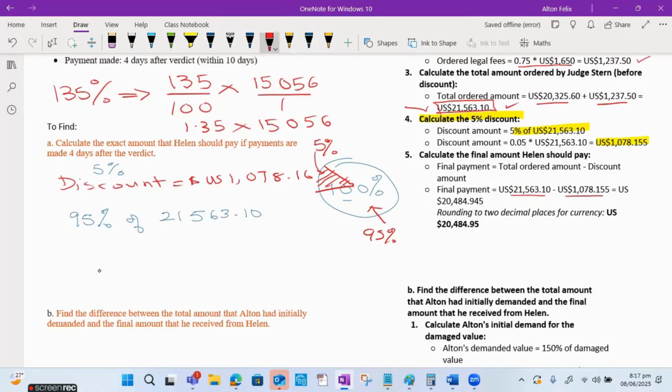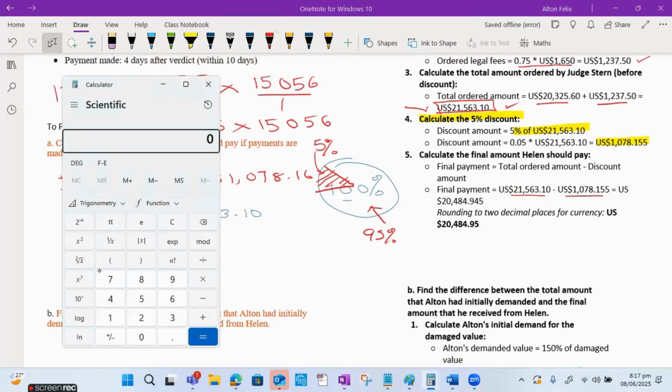So let's again turn to our calculator and work out 95% of 21,563.10. And again, our answer should be similar. Now, I see where Jerry would have gotten, again, because of rounding. Are you seeing that? 20,484.945. So if you are rounding to 2 decimal places, you count 2 digits after the point, and then you consider your third digit, which is a 5.